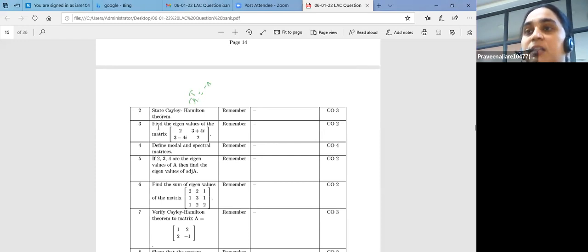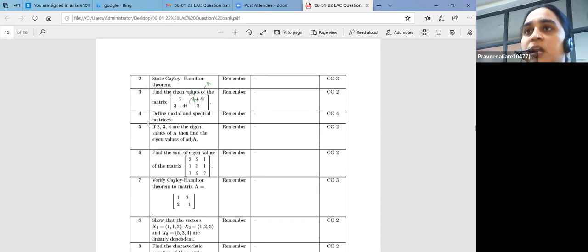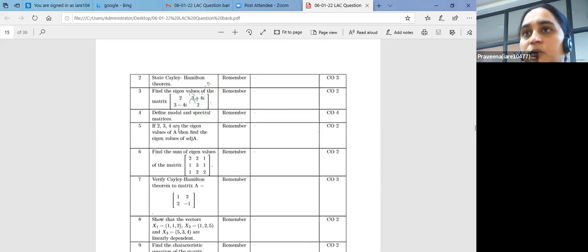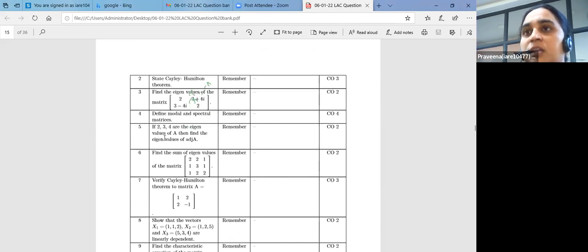And next, find the eigenvalues of the matrix. Okay, it is also there in your notebook. And next, define model and spectral matrix. Already I gave the definitions. And next, the question: if 2, 3, 4 are the eigenvalues of A, then find the eigenvalues of adjoint A. Already I discussed this in the previous class.